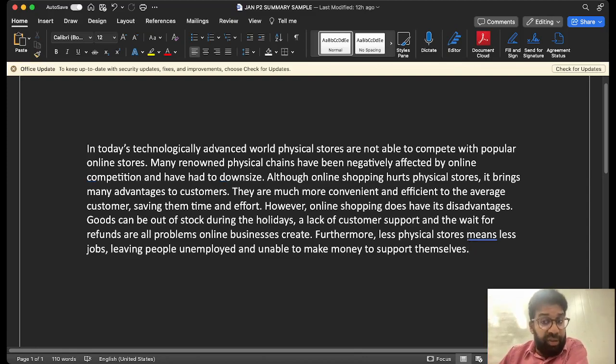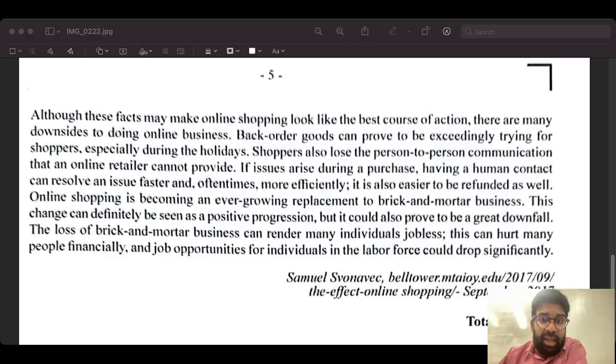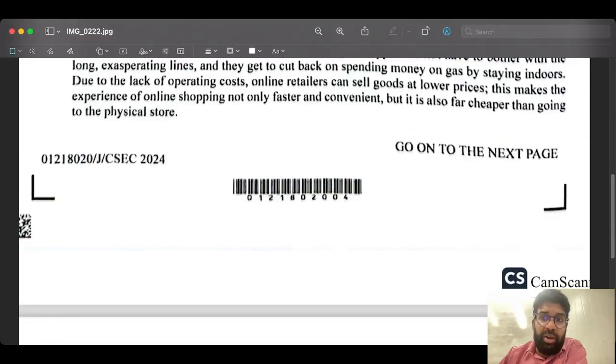Although online shopping hurts physical stores, it brings many advantages to customers. They are much more convenient and efficient to the average customer, saving them time and effort. However, online shopping does have its disadvantages. Goods can be out of stock during the holidays. A lack of customer support and the wait for refunds are all problems online businesses create. Furthermore, fewer physical stores means fewer jobs, leaving people unemployed and unable to make money to support themselves. And that is that. No problems here now.